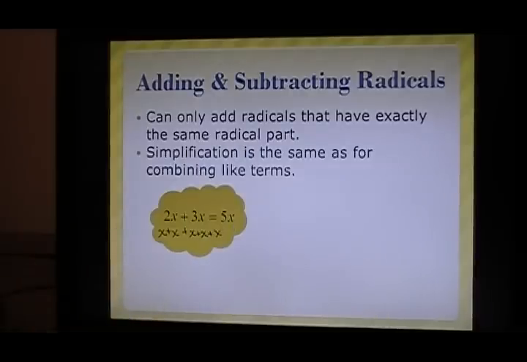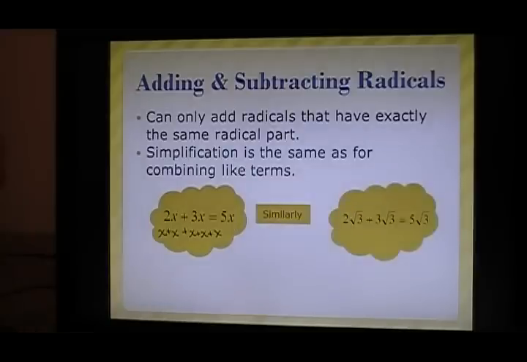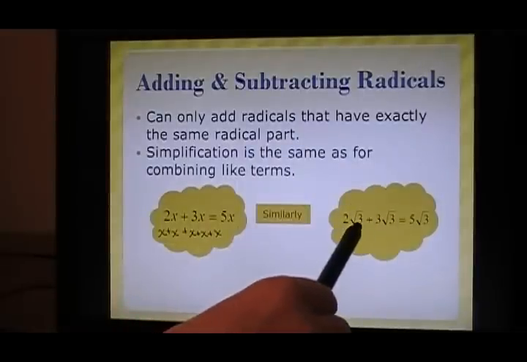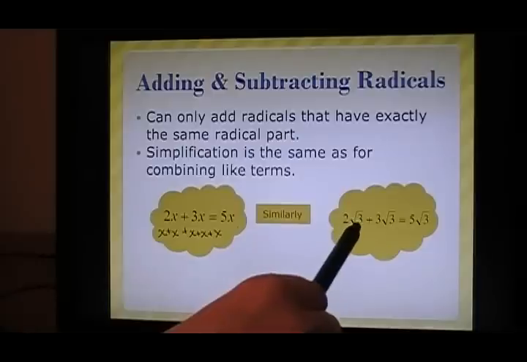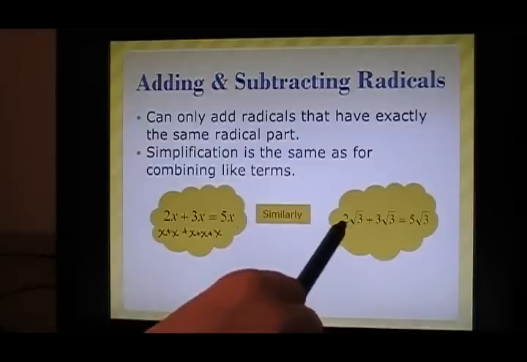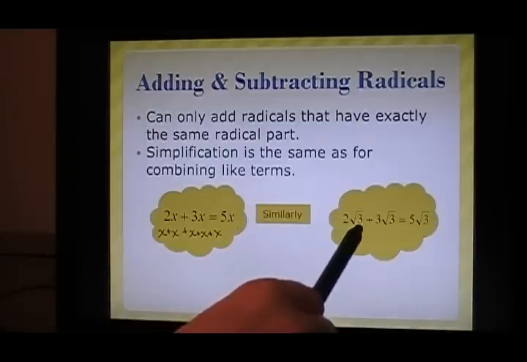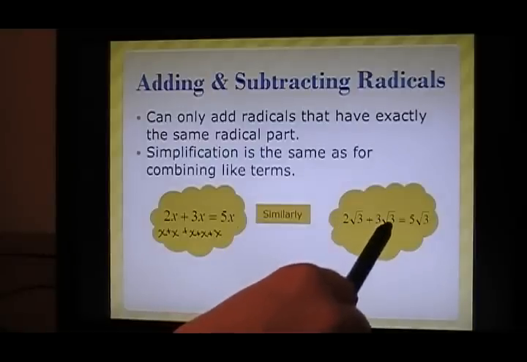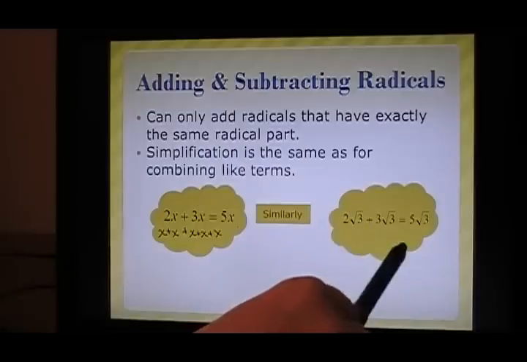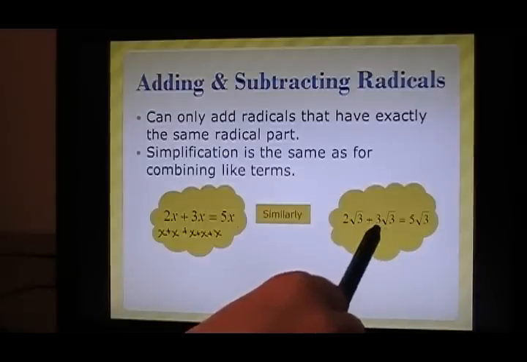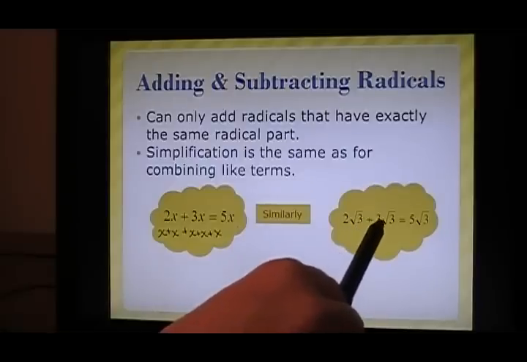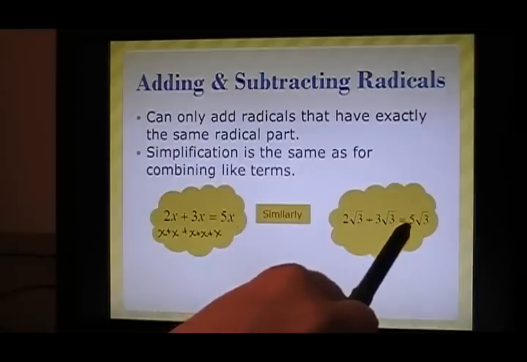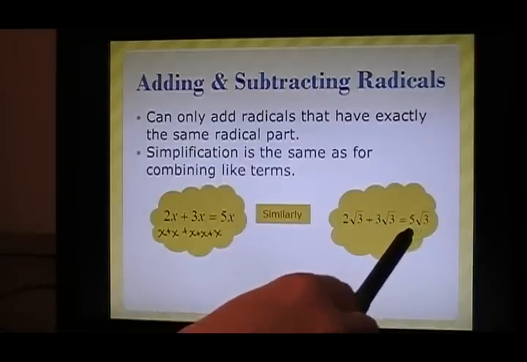Using that same thought process works with radical expressions as well. 2 root 3 is notation for 2 times root 3, and multiplying root 3 by 2 is the same as adding root 3 twice. Multiplying root 3 by 3 is the same thing as adding root 3 3 times. And so 2 root 3's added plus another 3 root 3's added results in a total of 5 root 3's added.